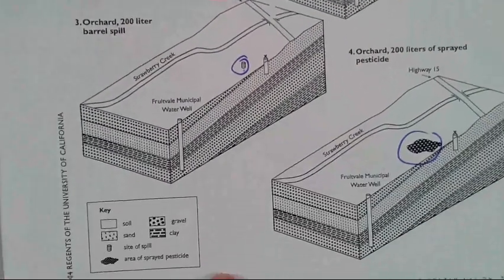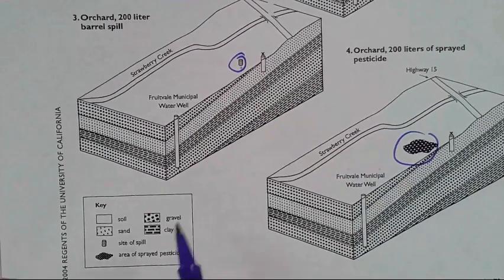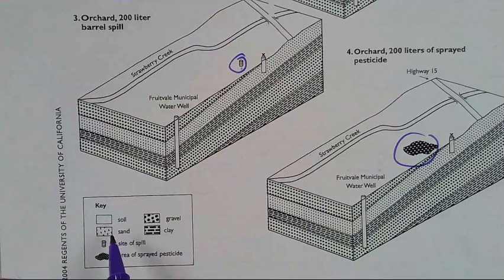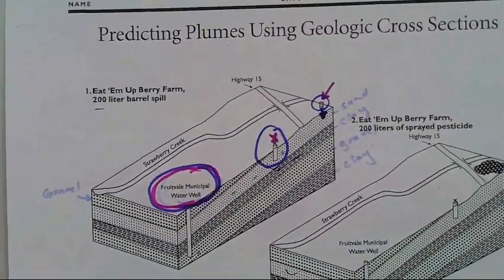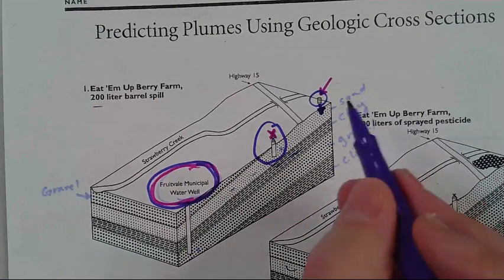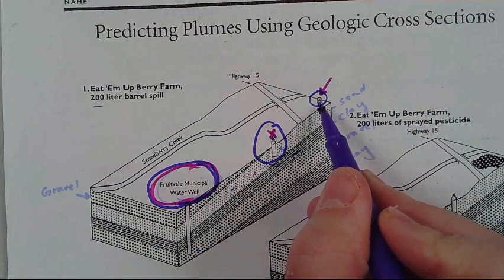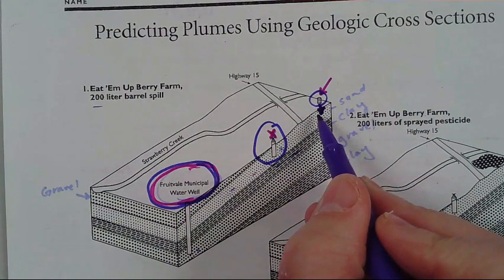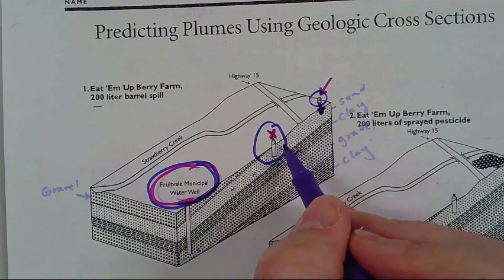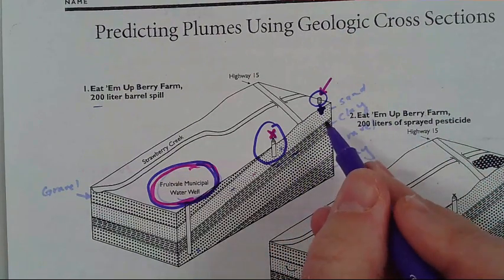If you want to look at the bottom, there is a key indicating that the top layer of these is soil. You can find a sand layer, gravel layer, clay layers. The site of the spill is that little drum, and then the area of sprayed pesticide is this area. And we'll get to that in the next scenario. Okay. So originating from a spill here, I want you to draw a plume, an area where you think that would contaminate the groundwater and what direction it would go.